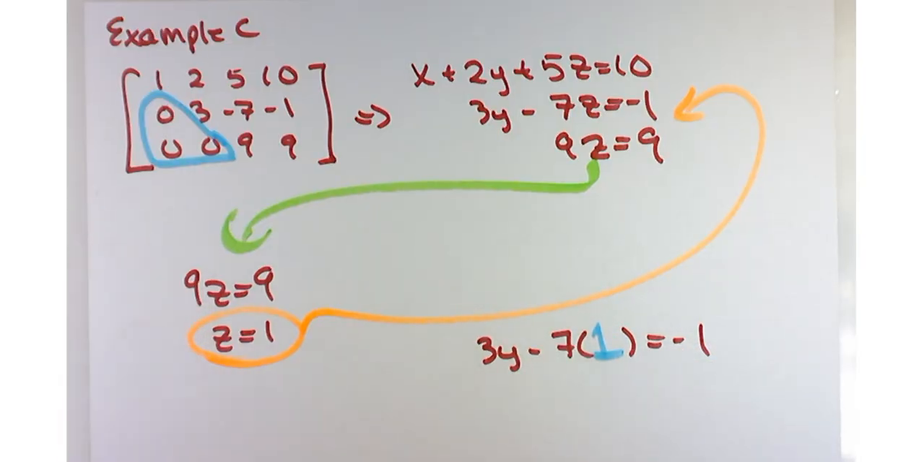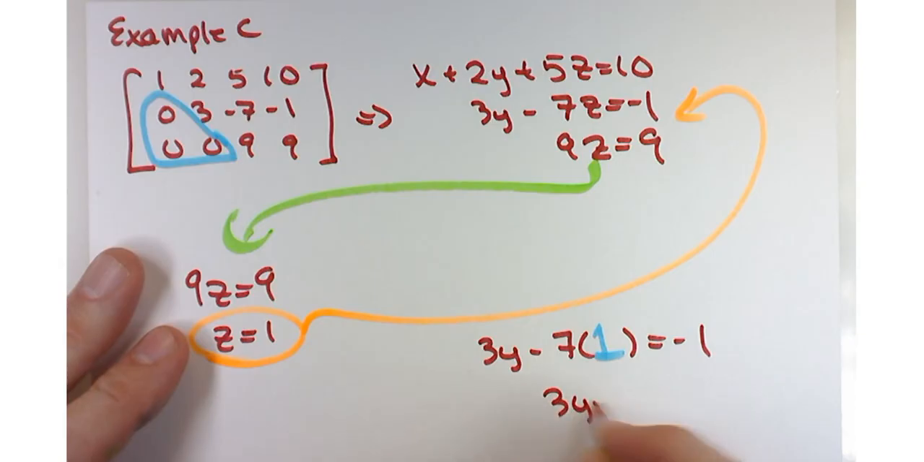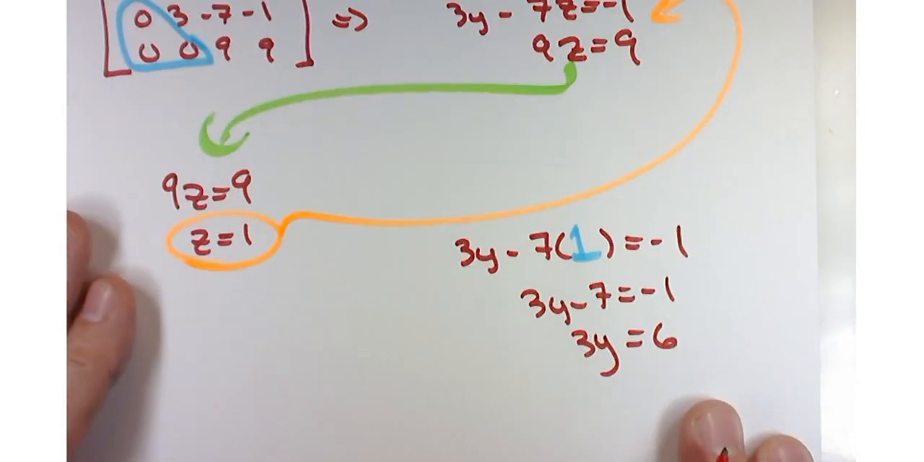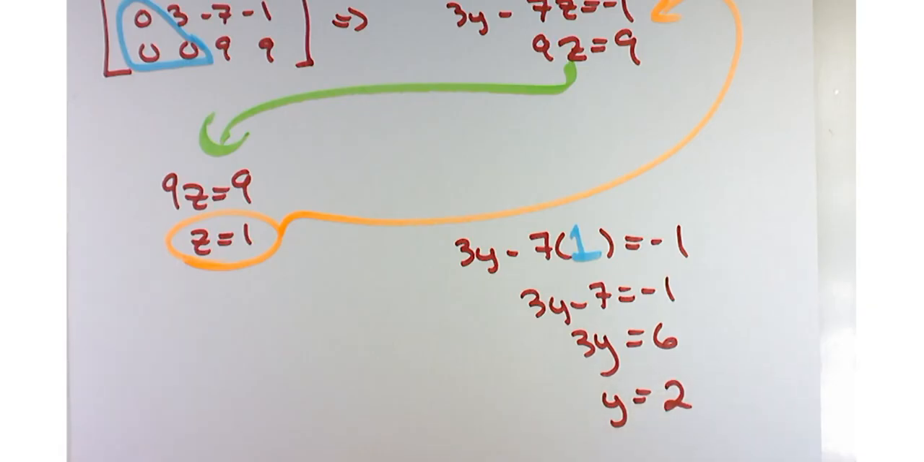So plugging in our z there, 3y minus 7 equals -1. 3y equals 6. So, hey, that's not too bad. What does y equal? 2. Wow, I kind of like this one, right? It's working out pretty nice.